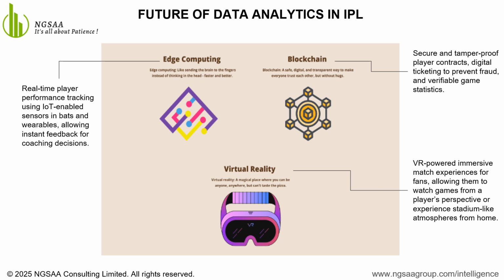2. Blockchain. Secure and tamper-proof player contracts ensuring transparency. Digital ticketing to prevent fraud and black market sales. Verifiable game statistics, reducing errors and controversies in decision-making.